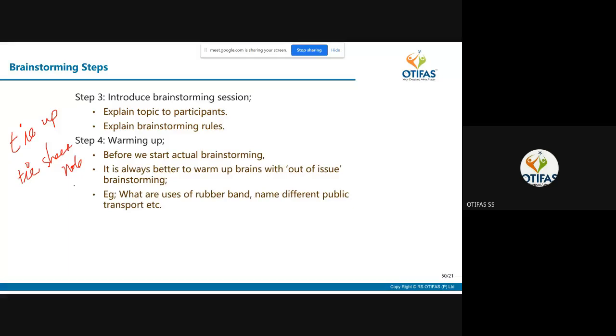Come on, how many people are there here? Almost 70 people are there. Are all of you left? So we have how many brains? 70 brains. Even if you give me one idea each, we have 70 points.